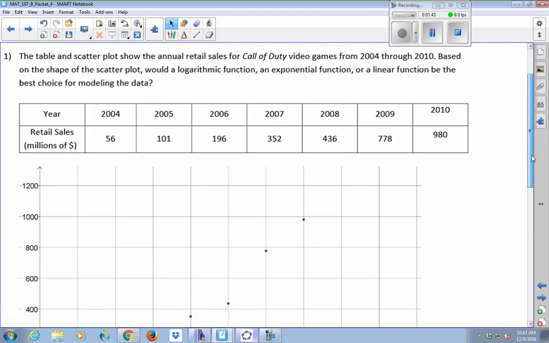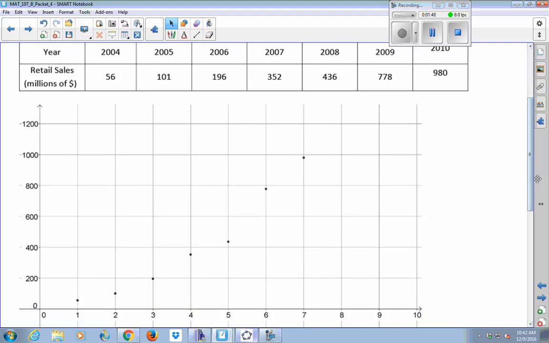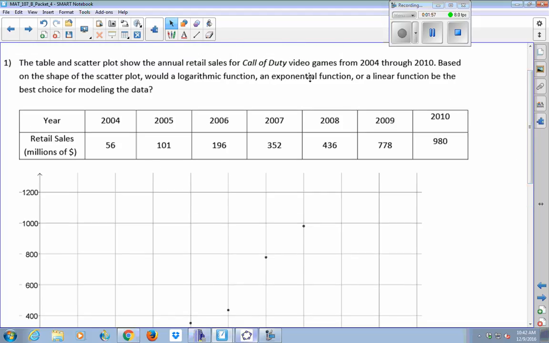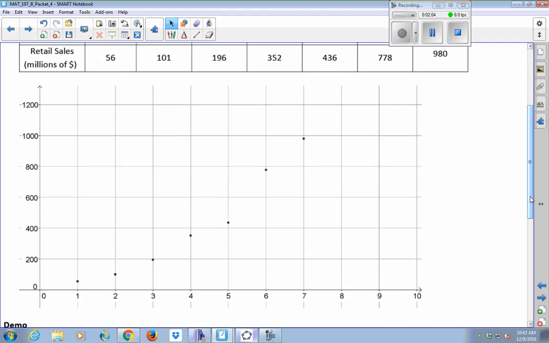But I'm curious, if you saw a scatter plot like this, and we were going to throw the data into either GeoGebra or our graphing calculator and do a regression, would you be asking the calculator or GeoGebra to fit a log function, an exponential function, or a linear function to this data? What do you think you would use? Yeah? Exponential. You would use exponential. And why is that? Because of the curve right there. You can see a little bit of a curve.